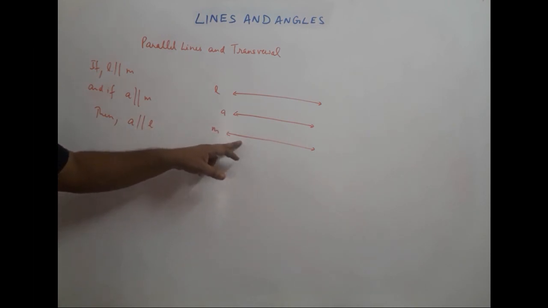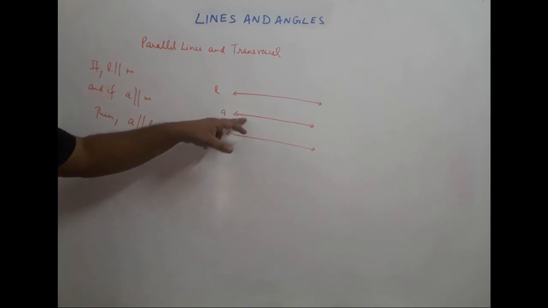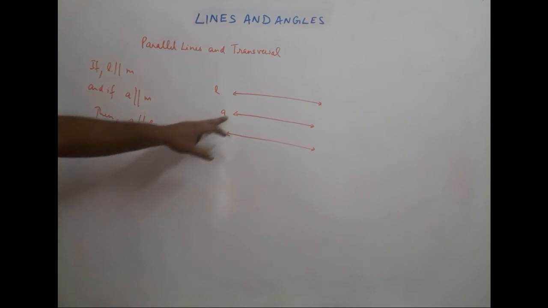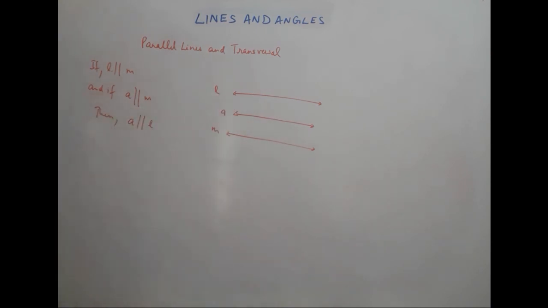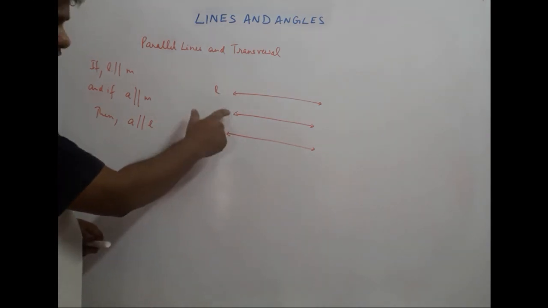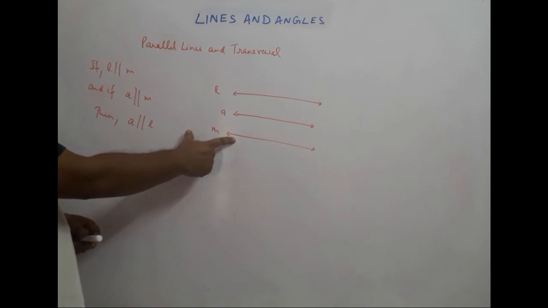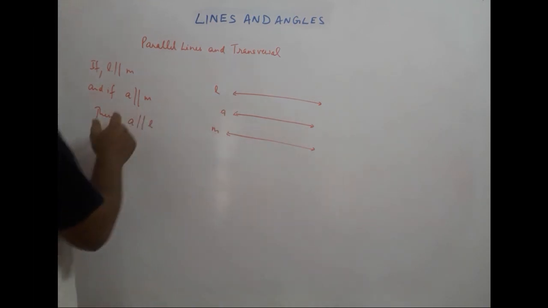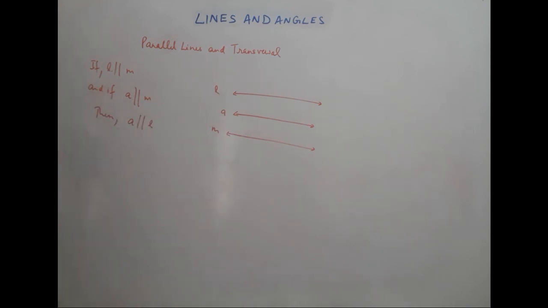Got it? So if two lines are parallel to each other, and there is a third line which is parallel to one of those lines, then you can say that the third line is parallel to both of those lines. In that case, this was given parallel to this and this was given parallel to this, then we can say that this is also parallel to this. Parallel lines mean that they do not meet with each other. And if these two lines do not meet, and this line also doesn't meet with this one, that means this also should not meet with L, right? So that is why we can say A is also parallel to M.